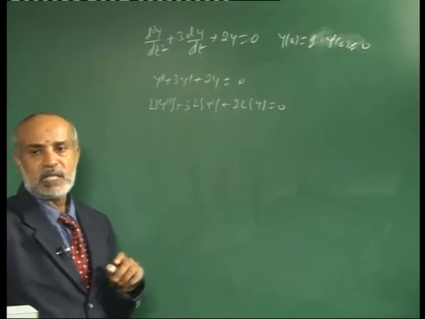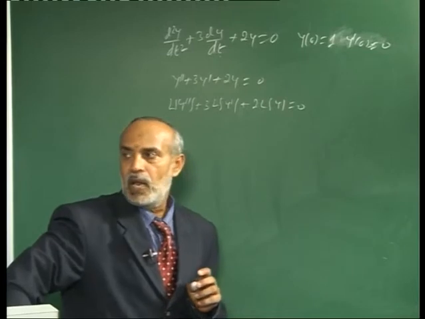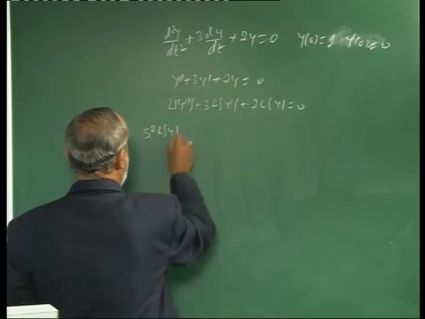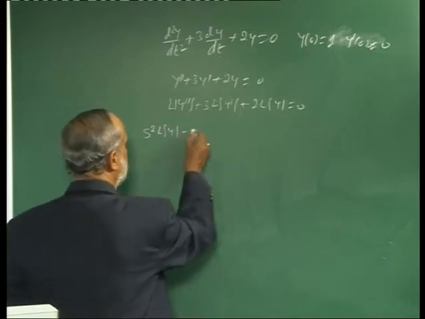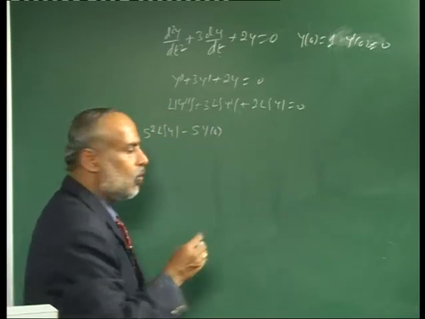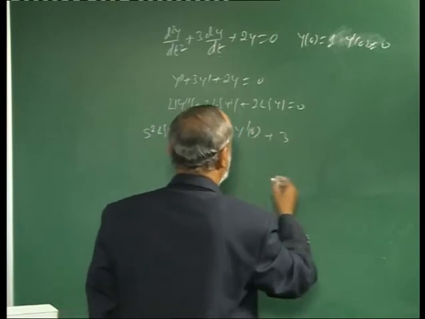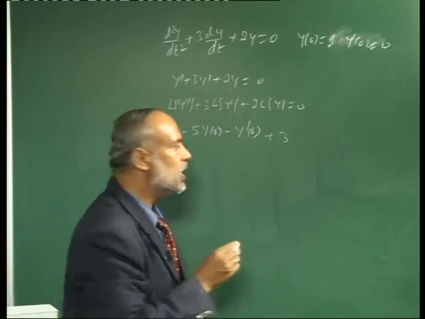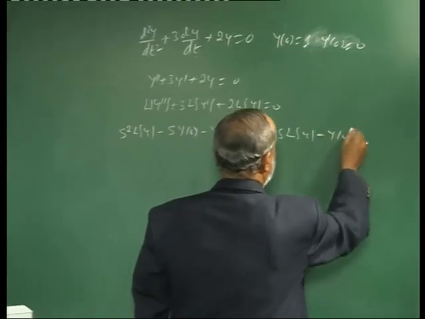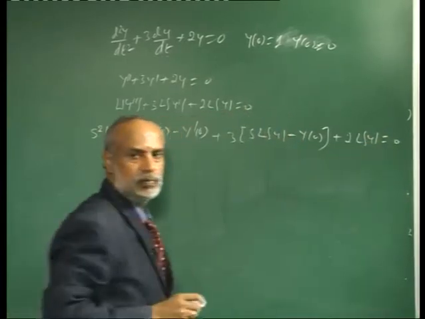After applying the Laplace transform, you have to use the Laplace transform derivative formula. L of y double dash can be written as s squared L of y minus s into y of 0 minus y dash of 0, plus 3 into L of y dash. L of y dash means s into L of y minus y of 0, close the bracket, plus 2 into L of y equal to 0.